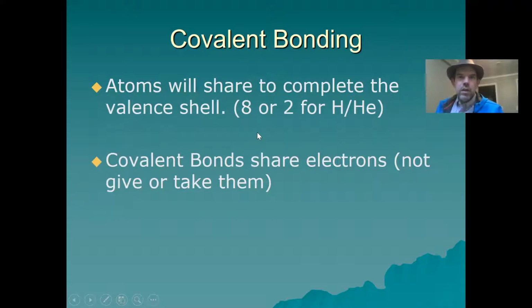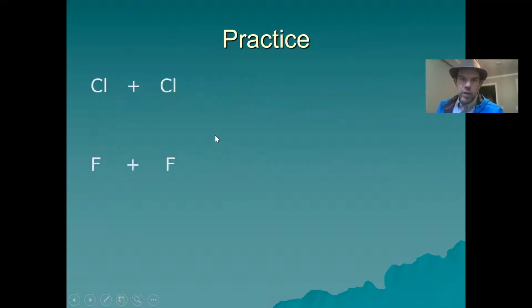Do write this down. Atoms will share to complete a full valence shell. So for most things, you're going to share to get to a total of 8. The only exception would be helium and hydrogen. Helium is actually not going to share, but it needs 2. Hydrogen is going to share to get 2, and that one will come up a lot. So hydrogen needs 2. Everybody else needs 8. They share to get electrons. They will not give or take them. They're going to share.